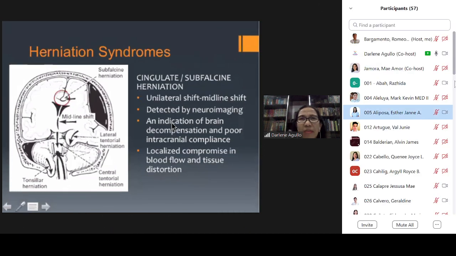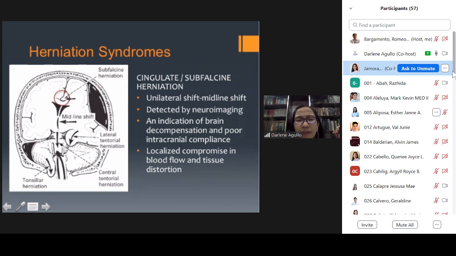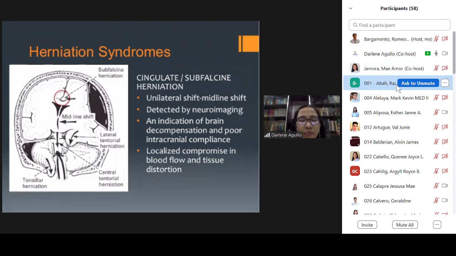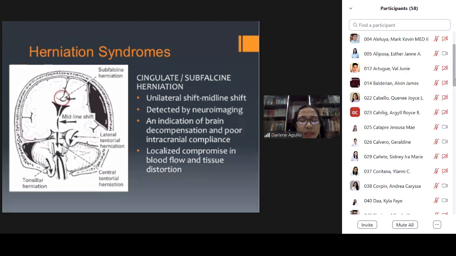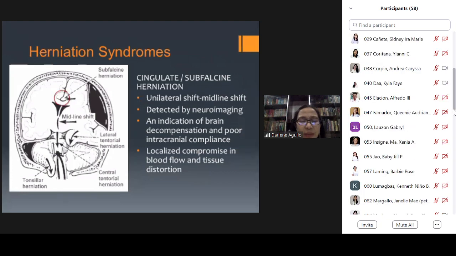Minsan nga parang ano lang siya, incidental finding. Gising yung pasyente mo, nagsa-subfalcine herniation na pala. So this is detected by imaging, cranial CT scan, MRI, but this is an indication for brain decompression. And this is also an indication of poor intracranial compliance and may lead to further injury related to localized compromise in blood flow and tissue distortion.